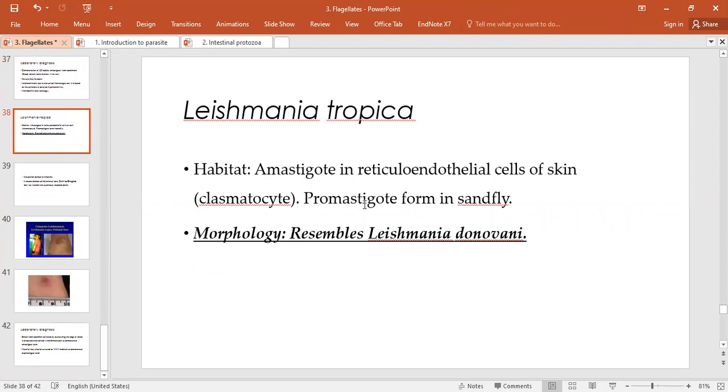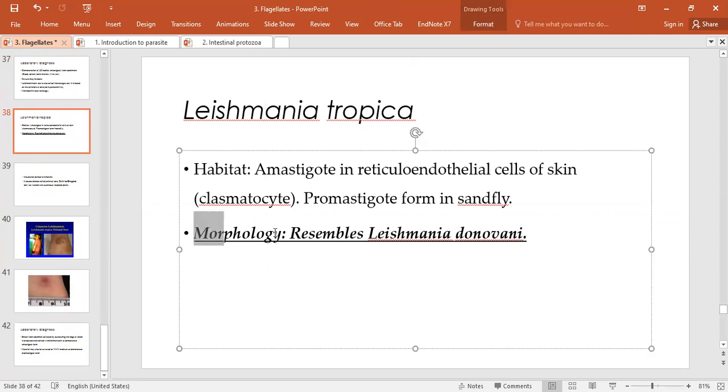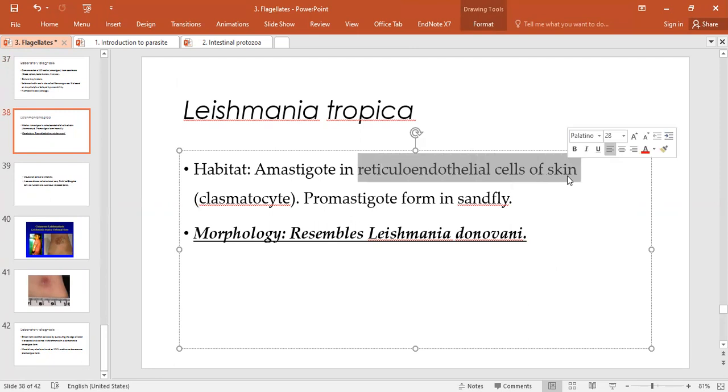We spoke of Leishmania donovani. Next, we'll talk about Leishmania tropica. The morphology of Leishmania tropica closely resembles Leishmania donovani. The habitat of the amastigote is the reticuloendothelial cells of the skin. Previously, we said that the habitat of Leishmania donovani is the reticuloendothelium, including cells of the liver, the spleen, and also the bone marrow.